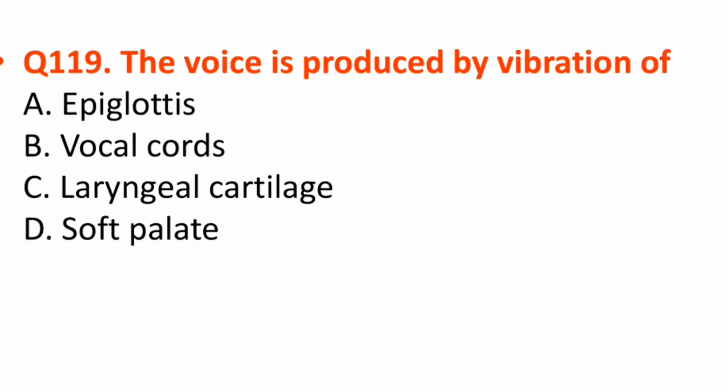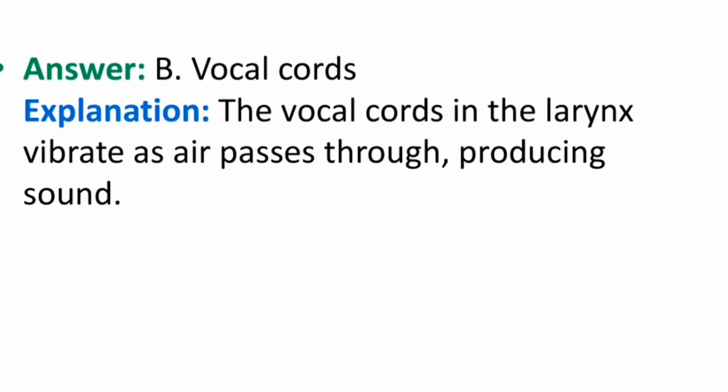The voice is produced by vibration of option A, glottis. Option B, vocal cords. Option C, laryngeal cartilage. Option D, soft palate. The correct answer is option B, vocal cords. The vocal cords in the larynx vibrate as air passes through, producing sound.